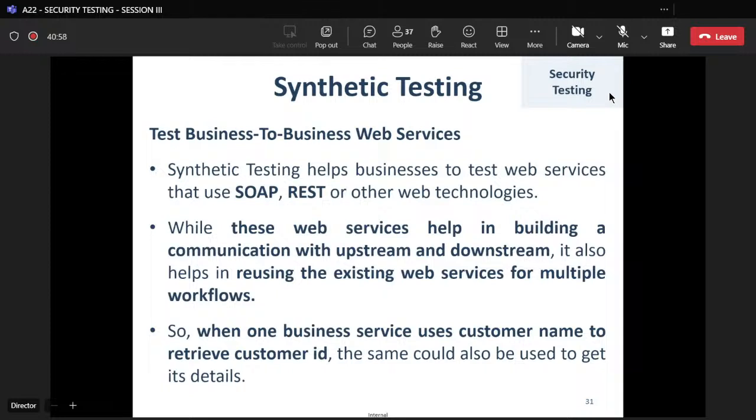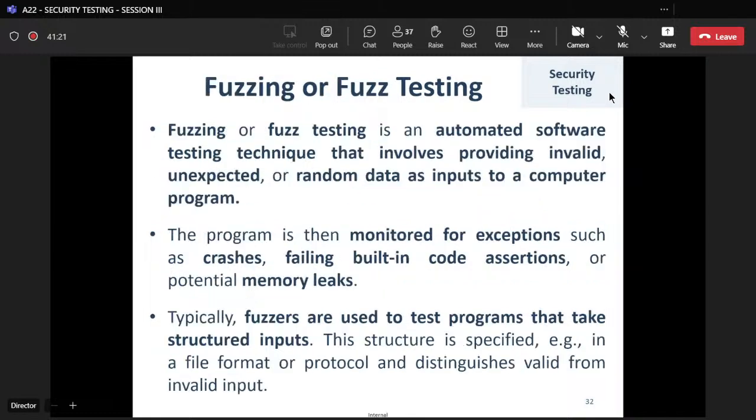Test various business services, for example web services like SOAP or REST or other web technologies, and also how the communication is happening for both upstream and downstream. Sometimes they will also try to reuse those existing web services for multiple workflows within the service. So after synthetic testing, we're going to discuss fuzzing.